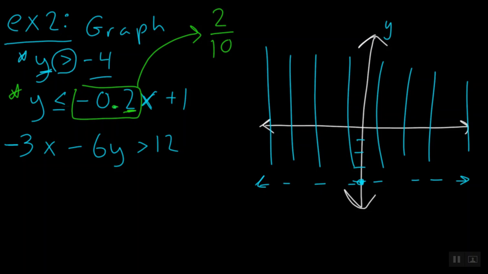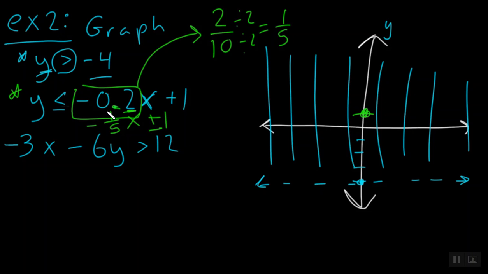We know that 2 and 10 can both be divided by 2. And so that reduces to 1 over 5. So when looking at this equation, we know that our slope is really negative 1 over 5 with the x plus 1 if you wanted to rewrite it. Okay, so our positive 1 is our y-intercept.